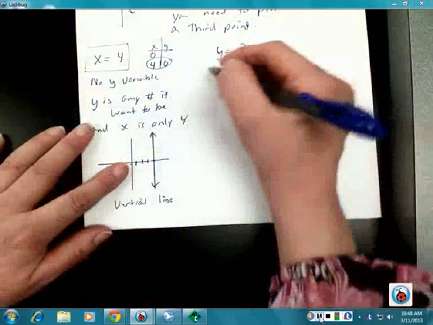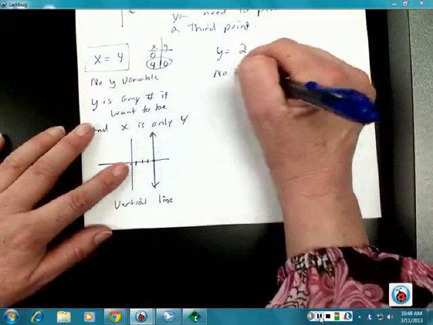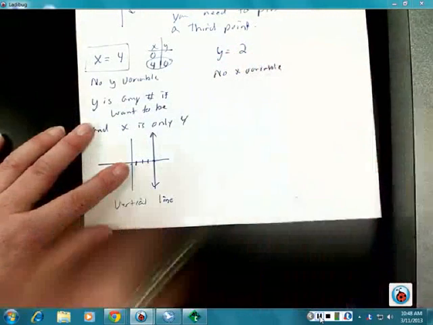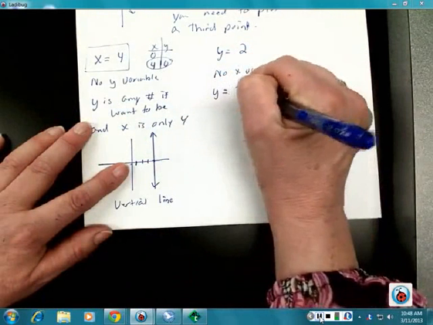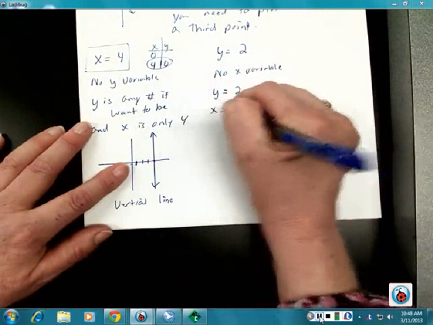If you go to the next one, there is no x variable. And y equals 2, but x can be any number.